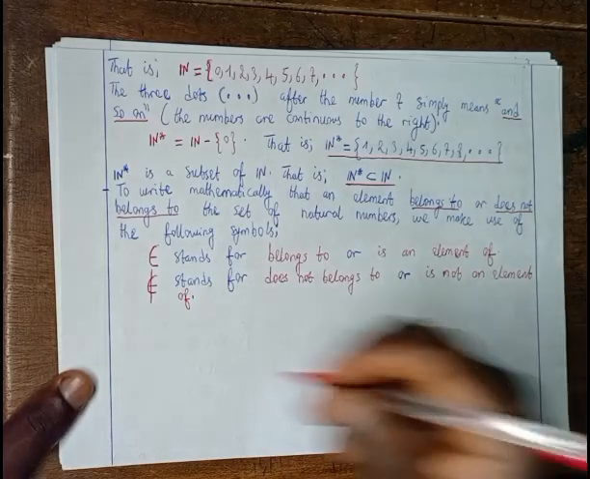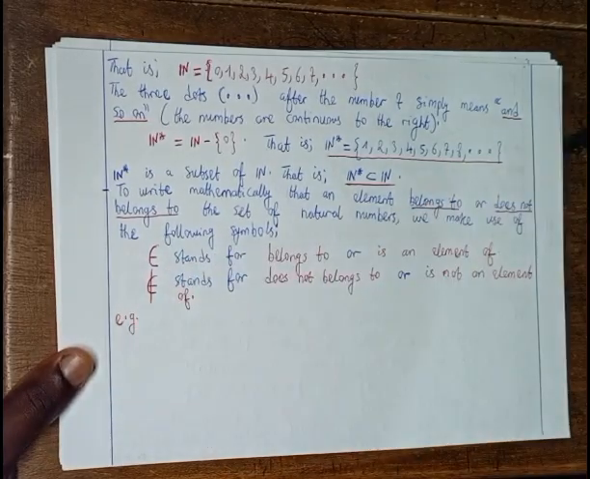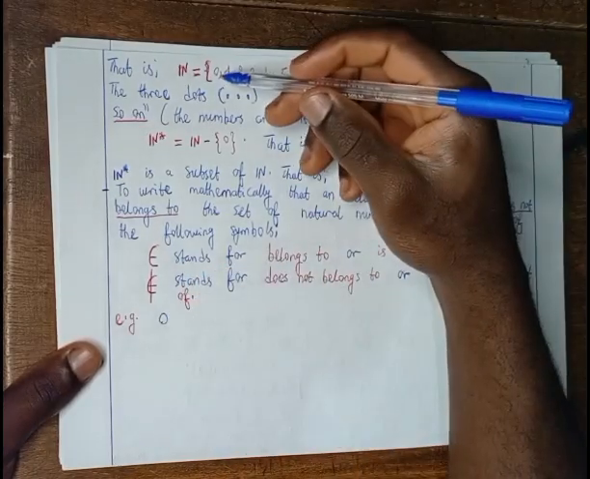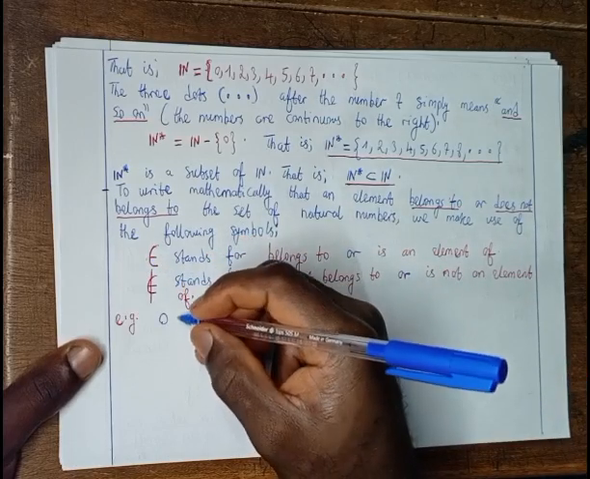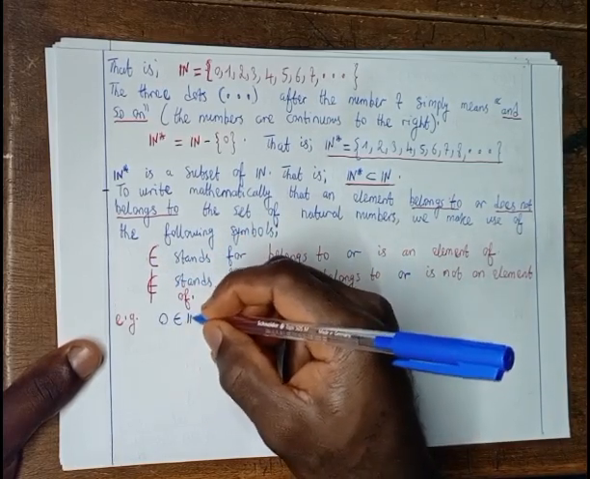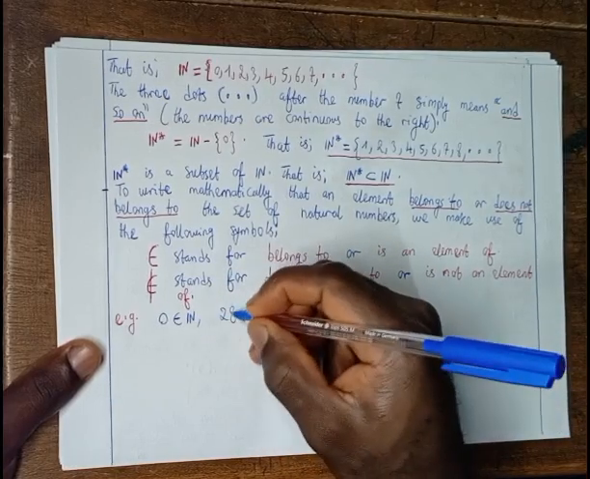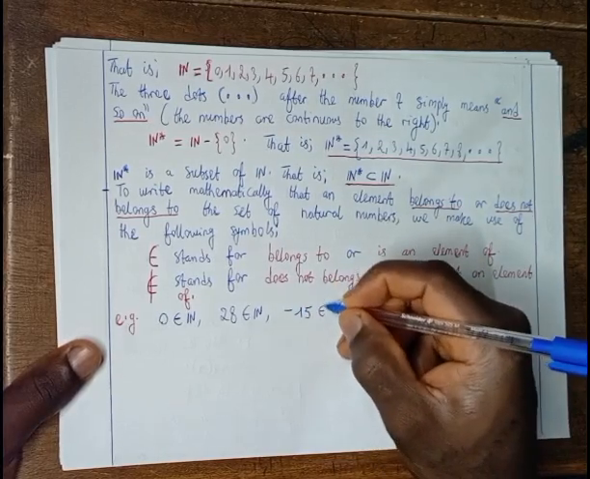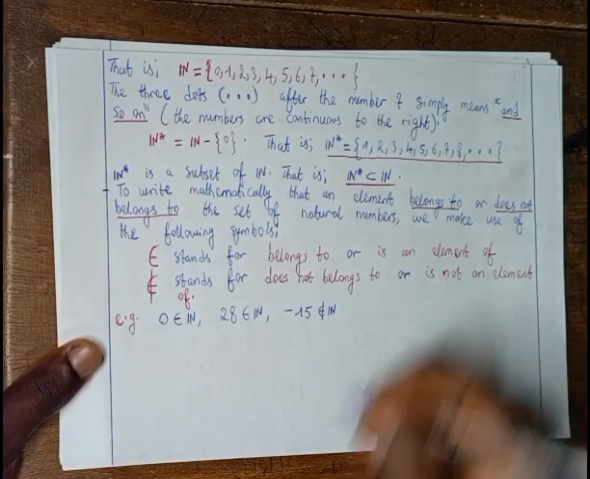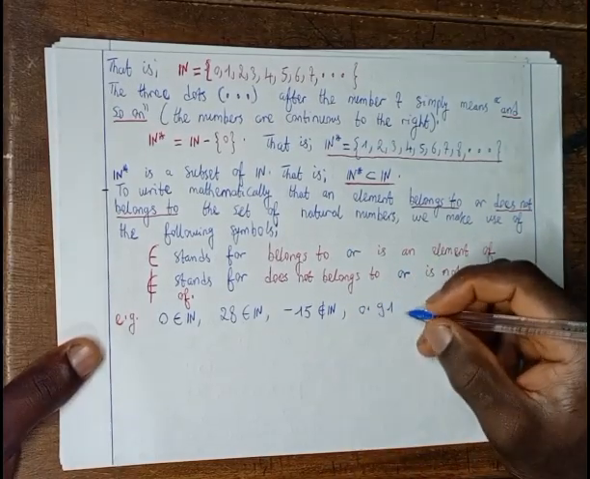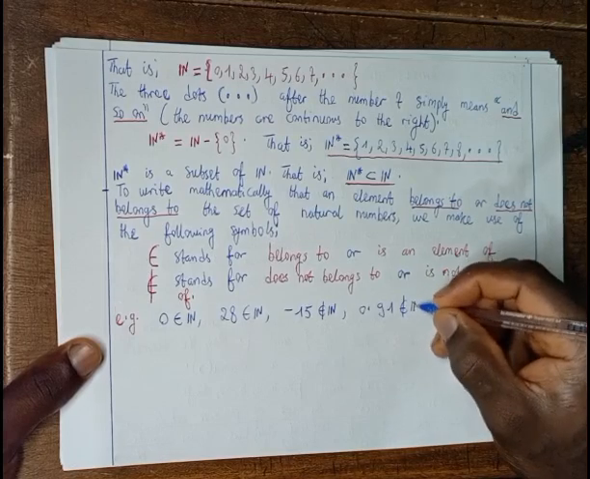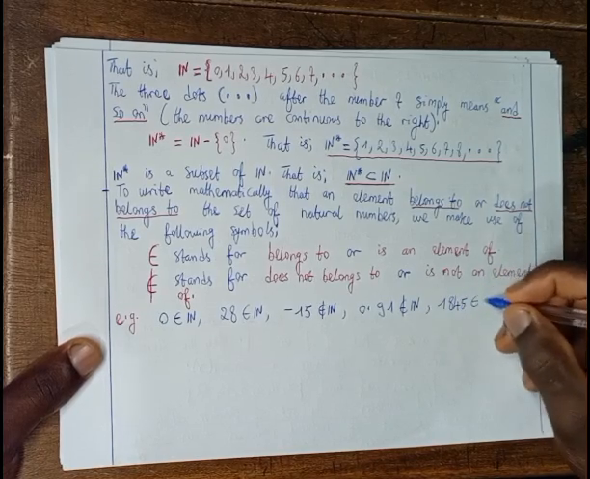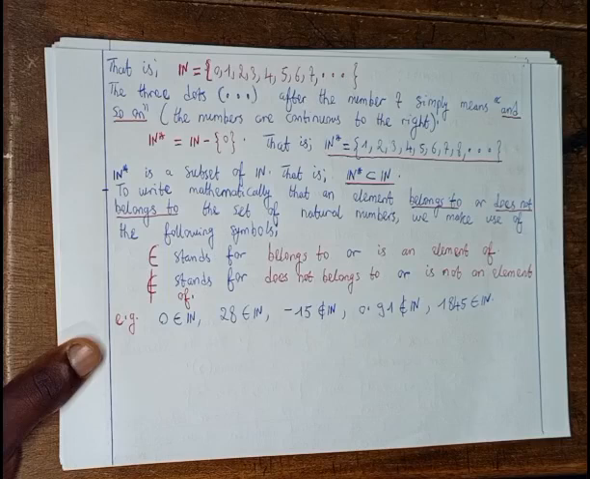Next, let's write down some examples. E.g. stands for example given. 0 is an element of the set of natural numbers. Writing it mathematically, we have 0 belongs to the set of natural numbers. 28 belongs to the set of natural numbers. Negative 15 does not belong to the set of natural numbers. 0.91 does not belong to the set of natural numbers. 1845 belongs to the set of natural numbers. So these are some examples.